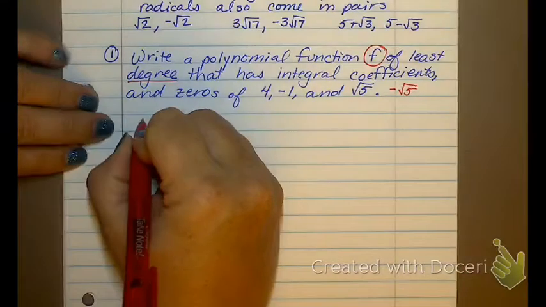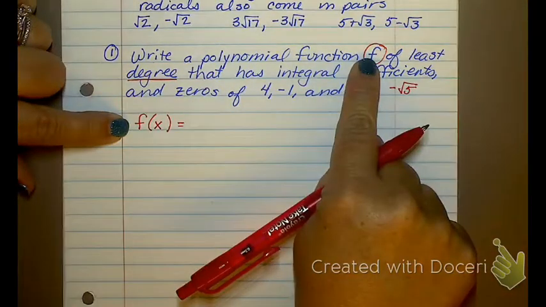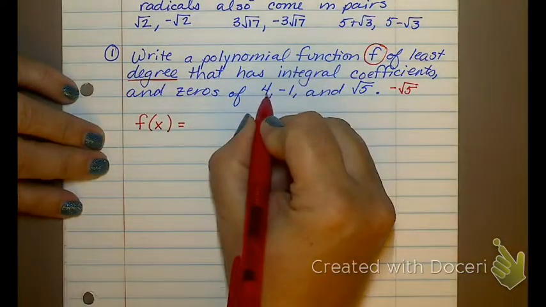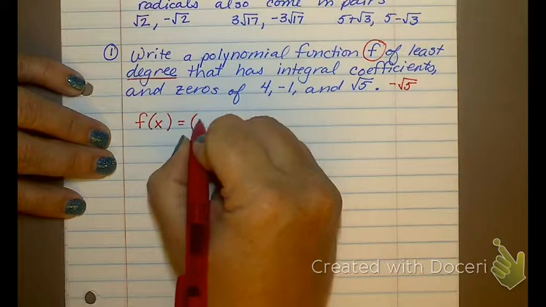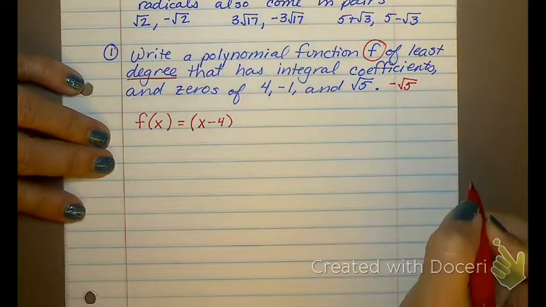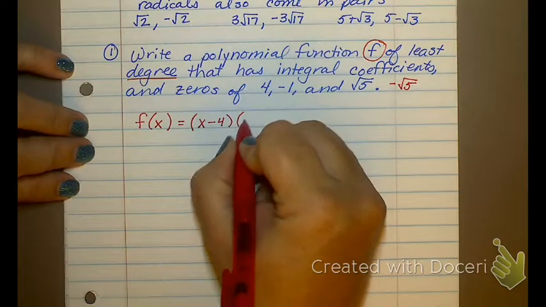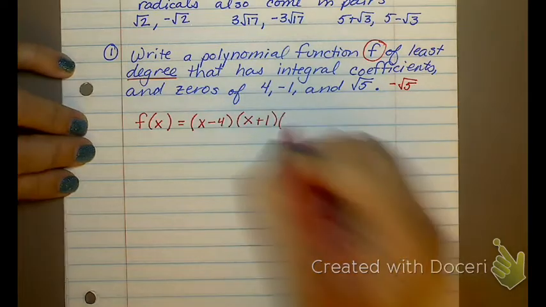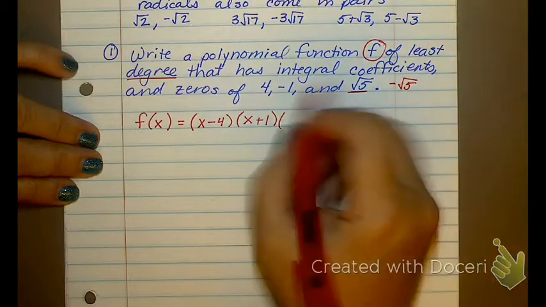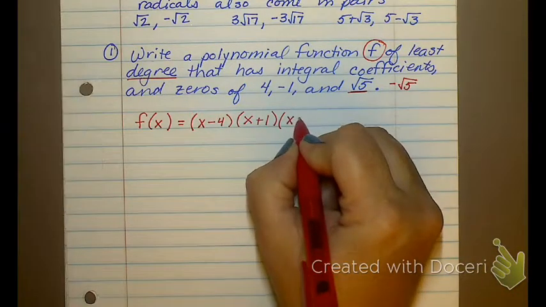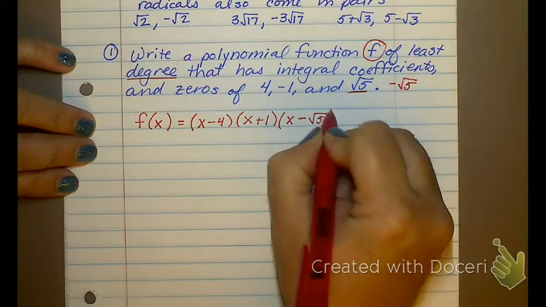So here's how I'm going to set up my equation. F of x equals, again, I'm calling it f of x because they're telling me to name it f. If 4 is an answer, what did the parentheses look like that 4 came from? X minus 4. What did the parentheses that -1 came from look like? Now, following that same pattern, what would the parentheses look like that gives us radical 5 as an answer? I'm just going to call it x minus radical 5.